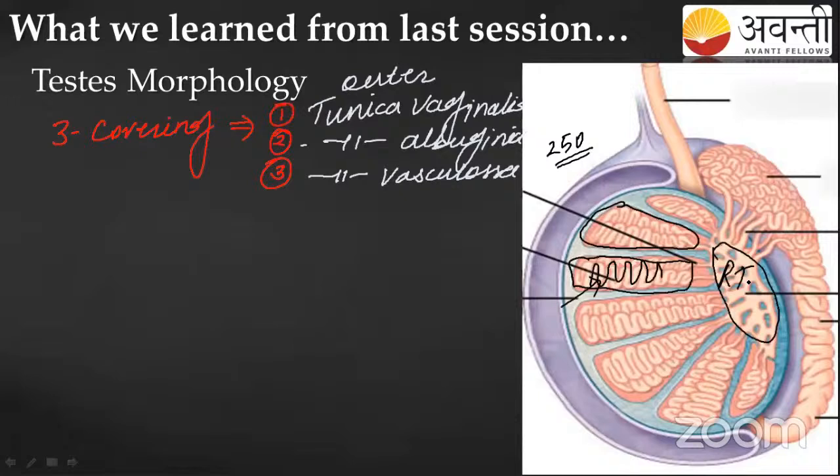Next we discuss the Vasa efferentia. This portion is the Vasa efferentia, that is VE. I am right here, and this portion is known as the epididymis. What is the function of the epididymis, guys? We already discussed that the epididymis is important for the nutrition and storage of the sperm.